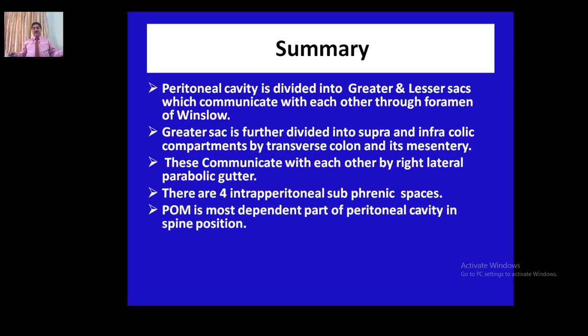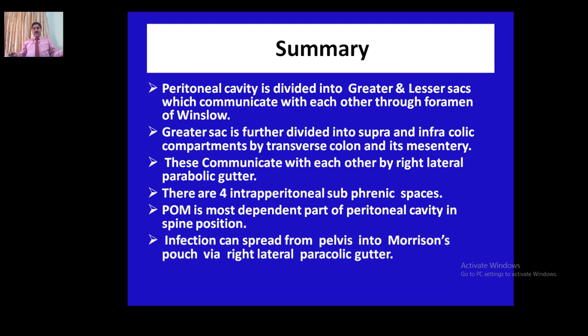Pouch of Morrison is the most dependent part of peritoneal cavity in supine position. Infection can spread from pelvis into Morrison's pouch via right lateral paracolic gutter.